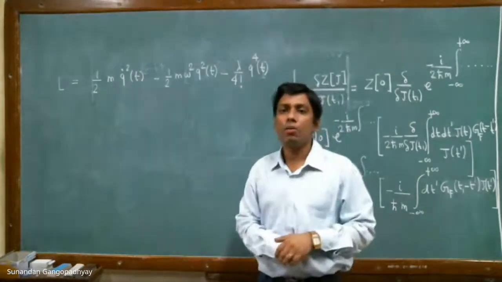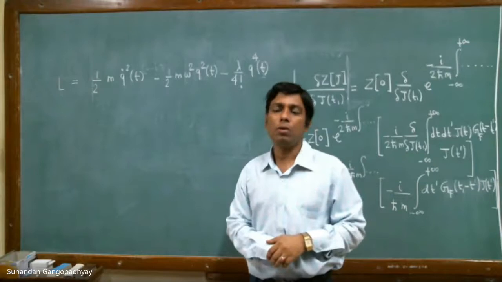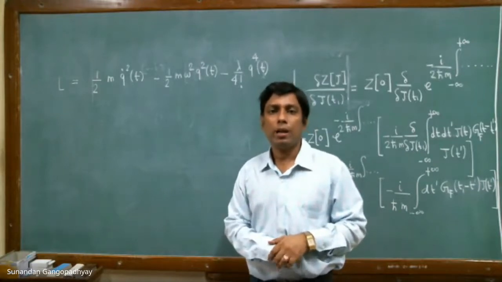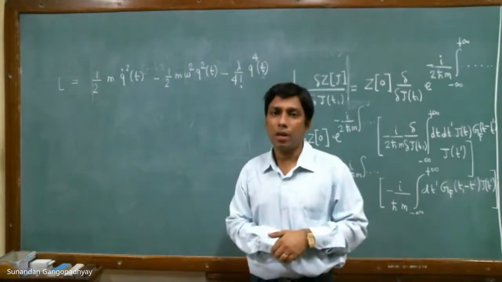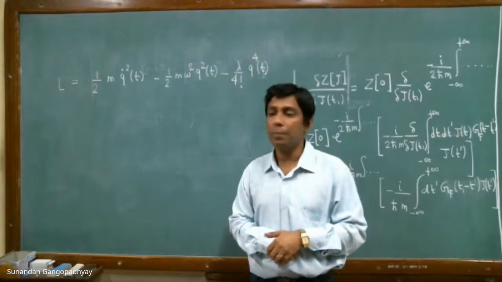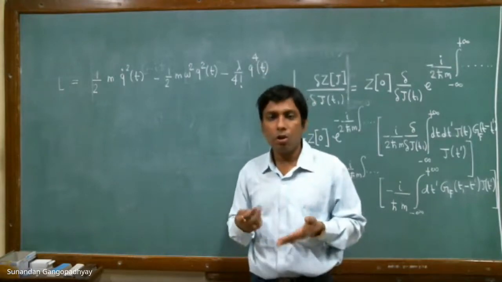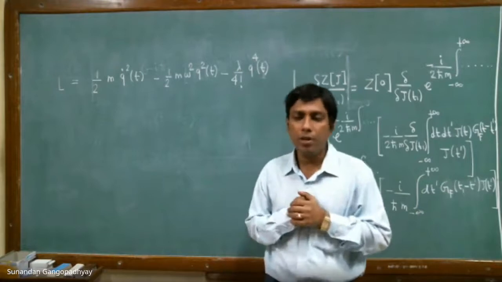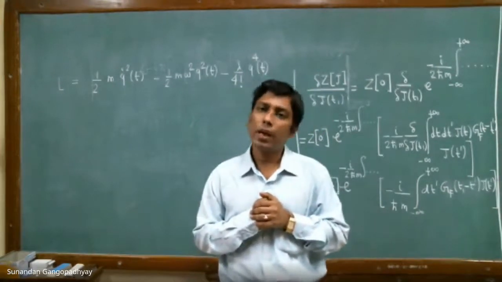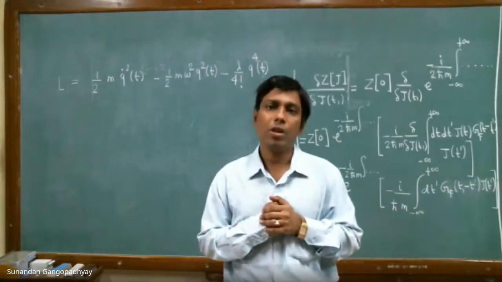We want to write down, our aim is to compute the various n-point functions. This is our primary aim. So in order to compute the various n-point functions, what we need to do is to write down the generating functional of the theory.